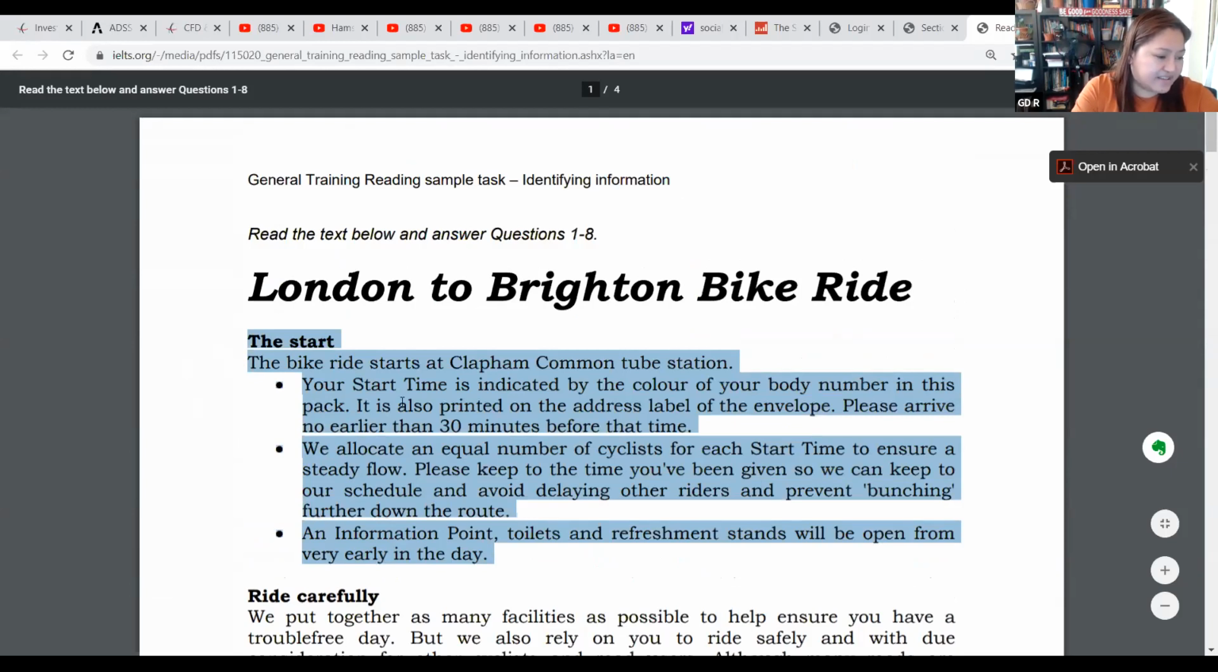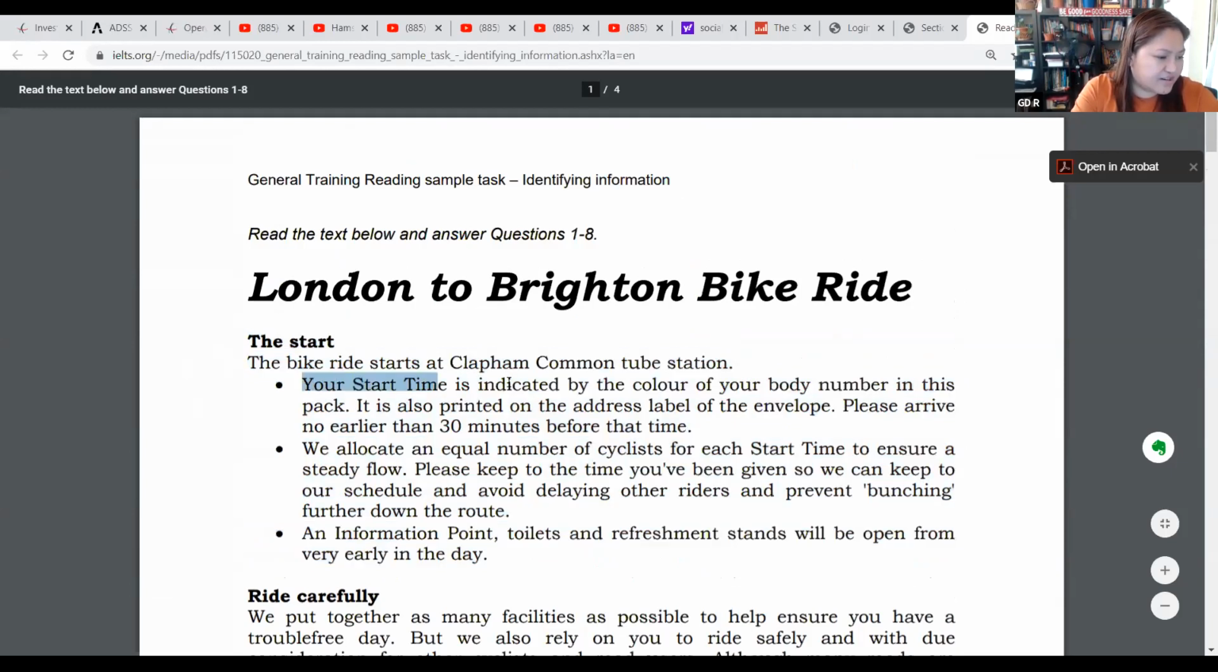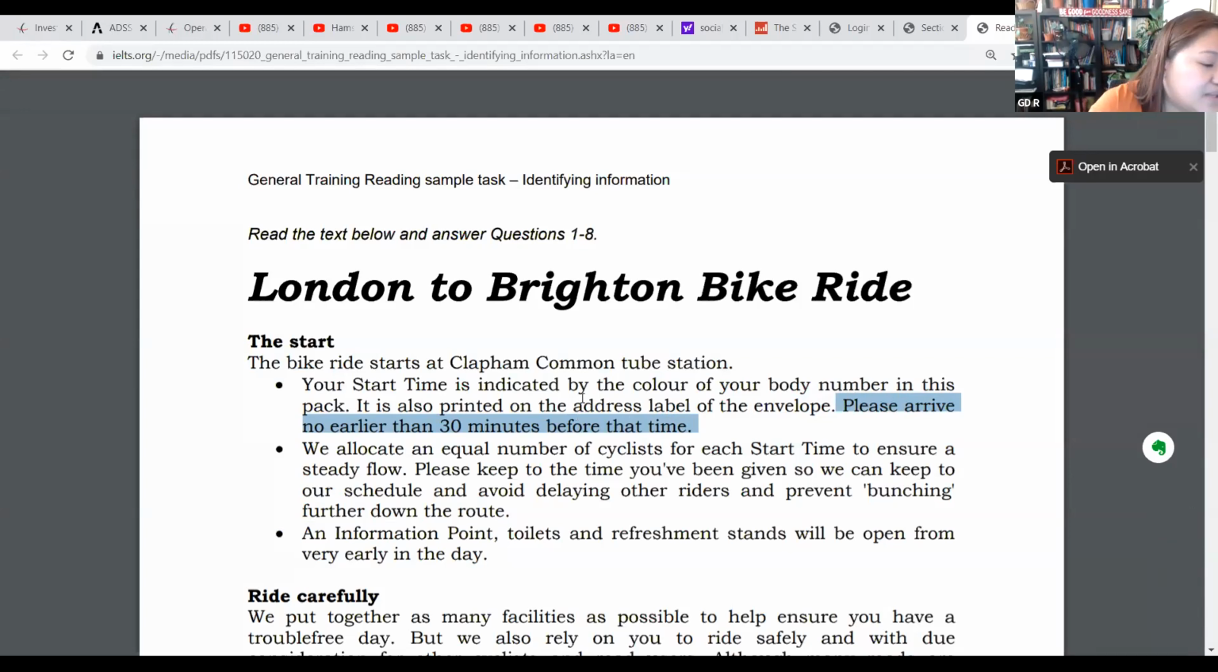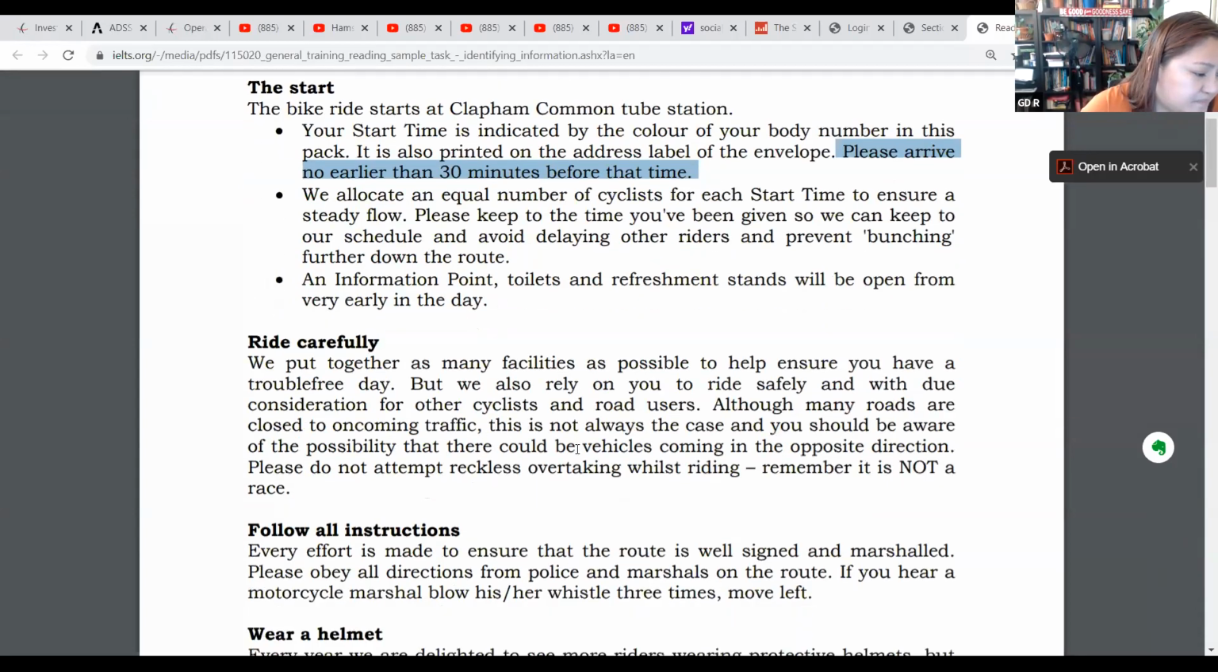So go back and read this. Your start time is indicated by the color of your body number. Please arrive no earlier than 30 minutes before that time. So this is the statement. So the statement below, does it contradict or not contradict? We can find the information here. So your answer should not be not given. It's only either true or false.